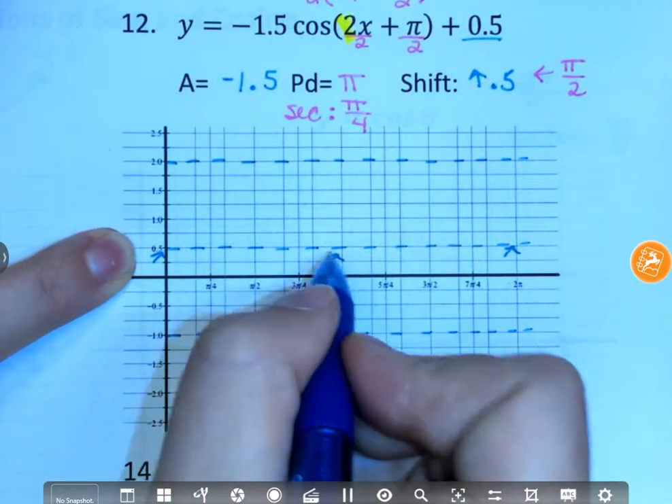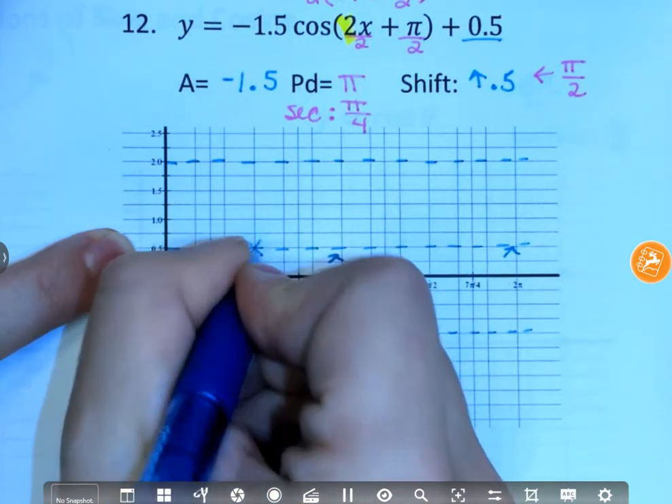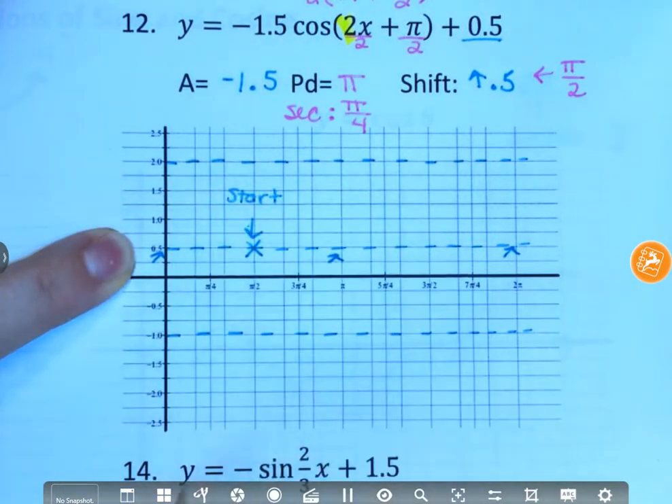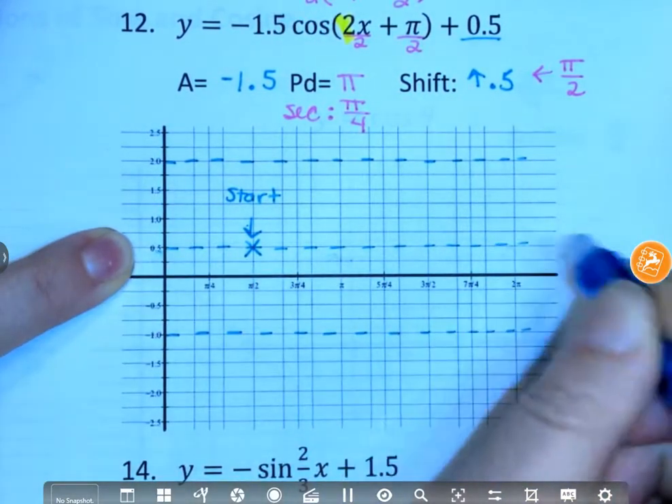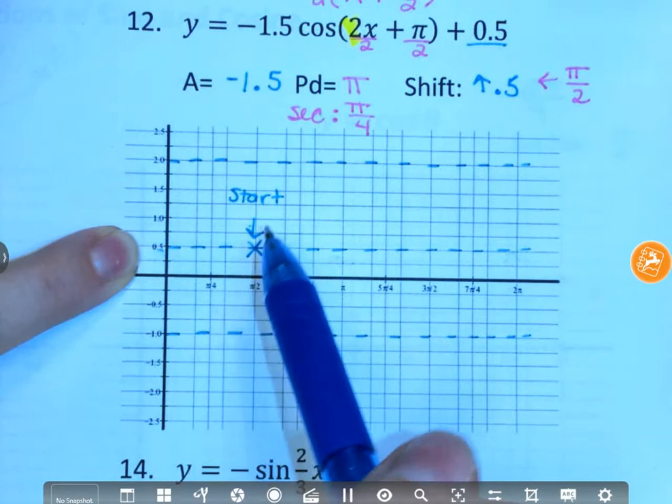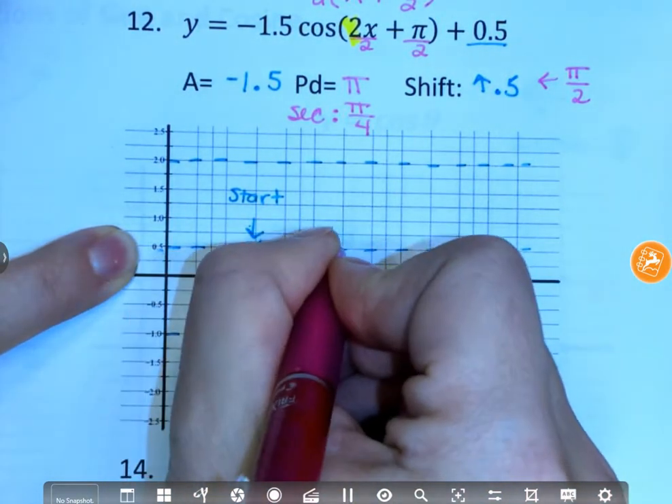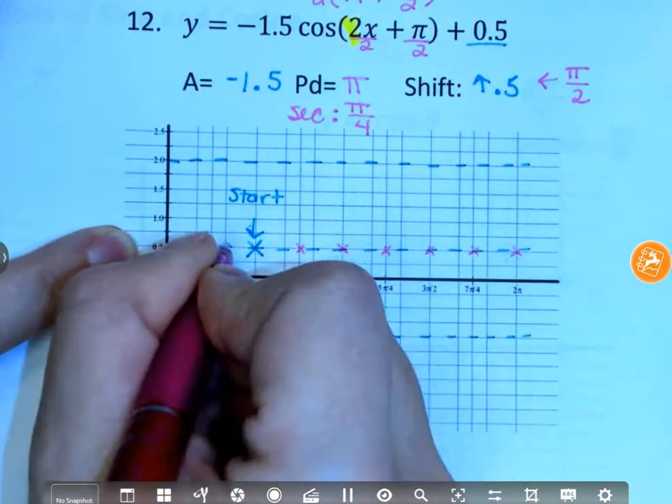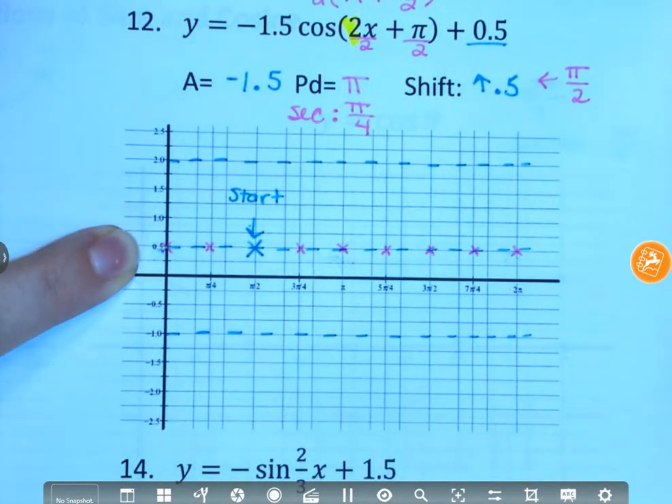No, he's off the graph. Can I move this back pi over 2? Yeah, so I'm going to move this right here, and this is going to become my starting point. And from that, I'm going to mark my section. So you find your start, then you do your section. So each section is pi over 4. That's those guys. I got to go back the other way also because you've got to fill that whole window.